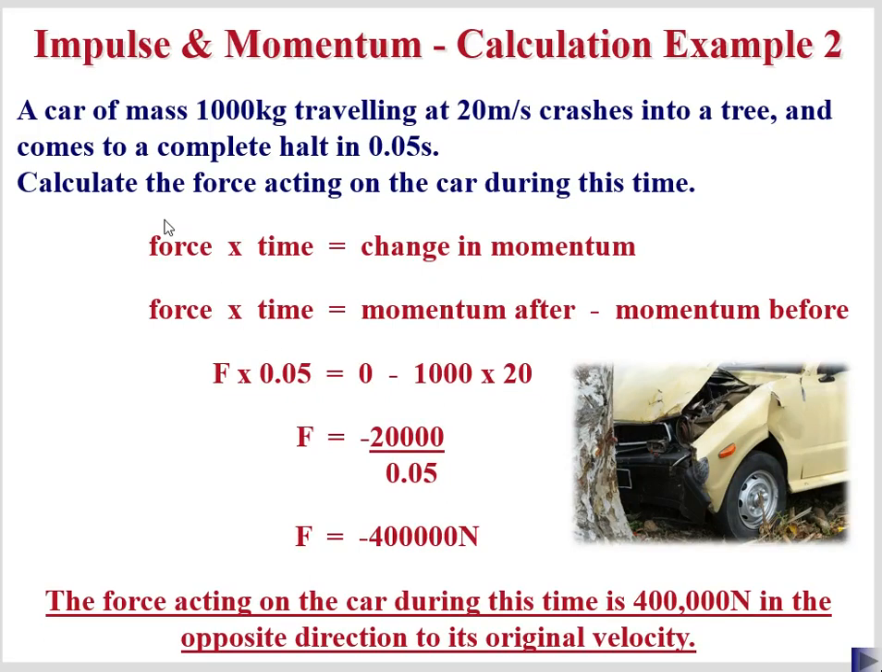So example number 2 for impulse: a car of mass 1000 kg travelling at 20 meters per second crashes into a tree and comes to a complete halt in 0.05 seconds. Calculate the force acting on the car during this time.